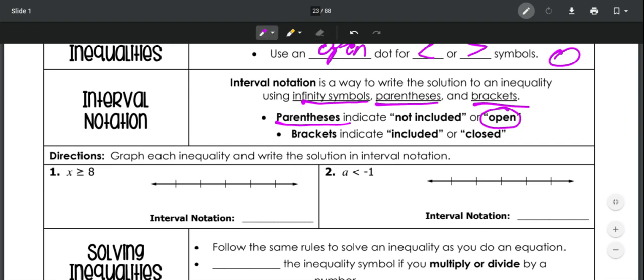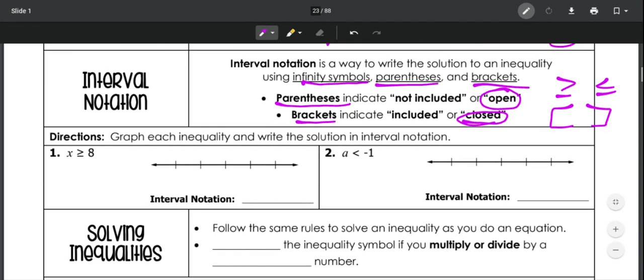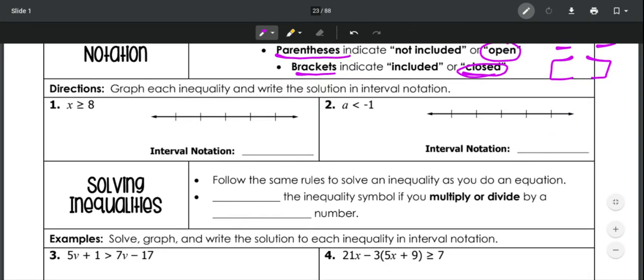And the same is going to be true with brackets for closed. So brackets and closed go together. Anytime you see a greater than or equal to or less than or equal to, you're going to use brackets. And that just means it's included, it's closed on that interval. So let's look at 1 and 2.